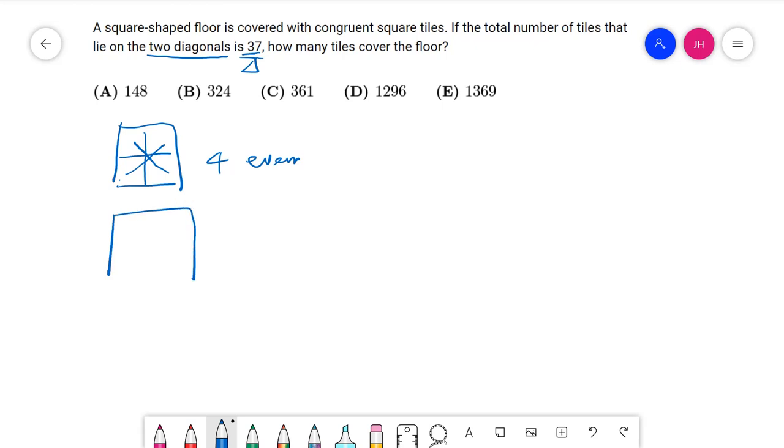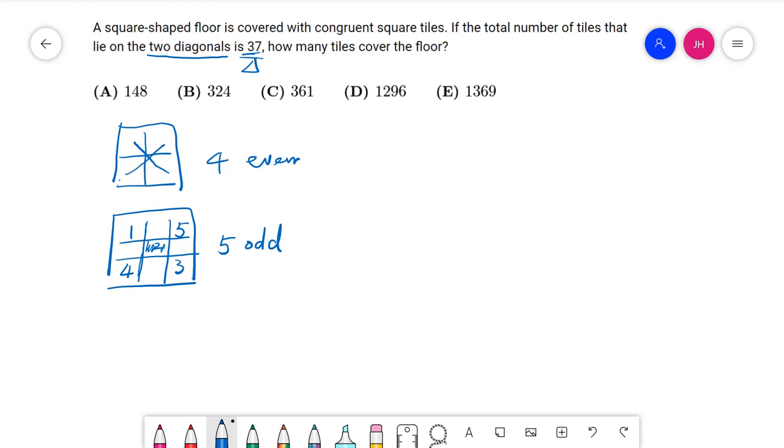What if it's not 2 by 2, it's 3 by 3? We cover the floor using a 3 by 3 number of congruent square tiles. Now let's count this. We have 1, 2, 3, 4. Look at this one. It's double counted. And 5. So now we have 5 tiles on the two diagonals. Great. This is good news, right?